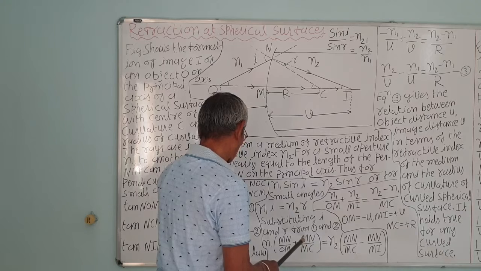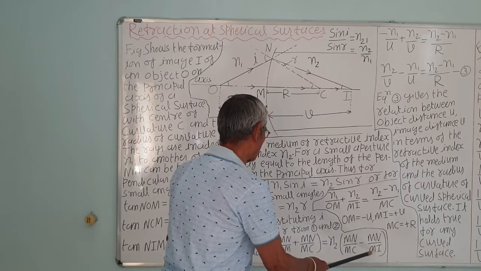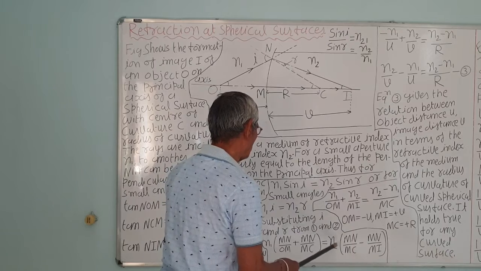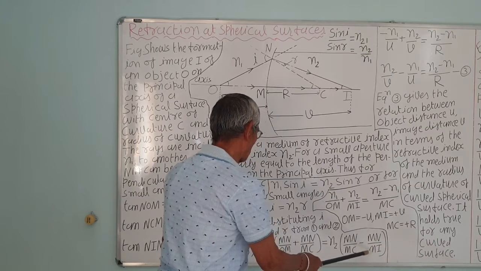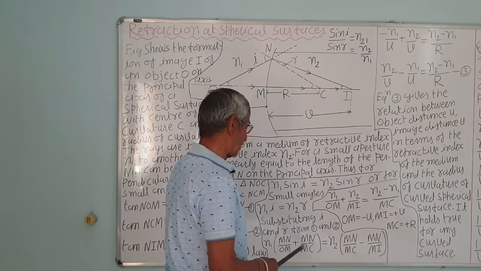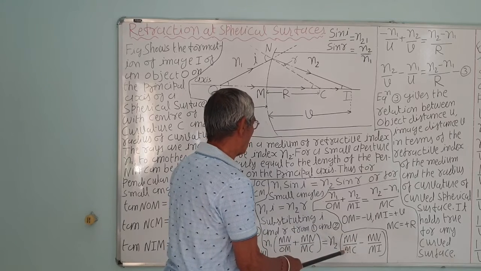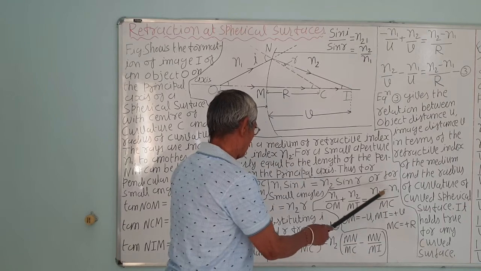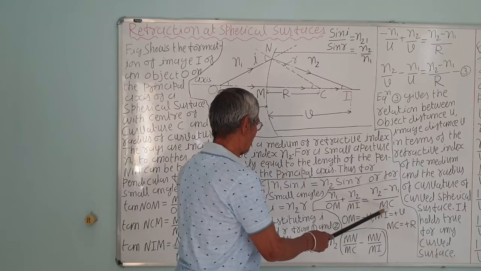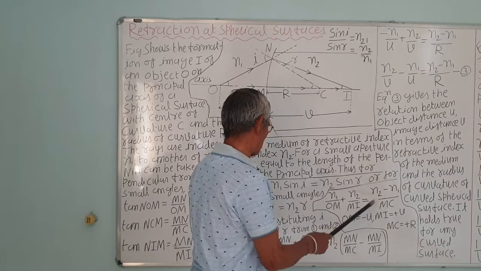Plus N2, this Mn upon Mi, this you can take here with minus, that is N2, Mn common, N2 upon Mi. And this term N1 Mn upon MC you can take this side. So N2 upon MC minus N1 upon MC. So N2 minus N1, just rearrange it and do it.